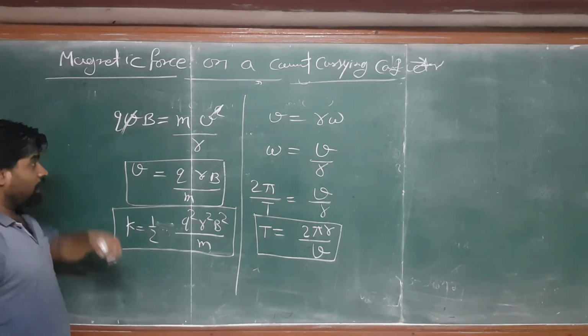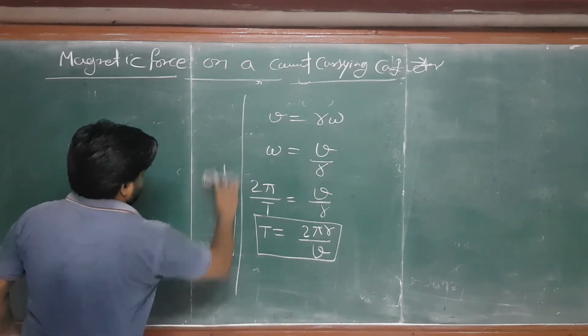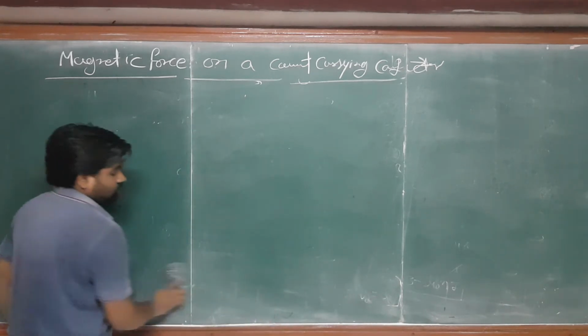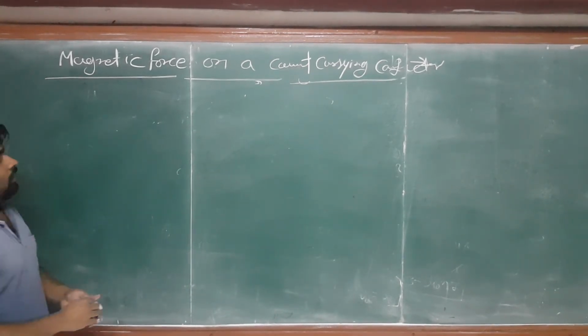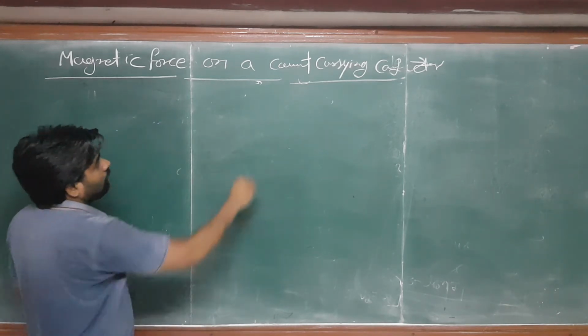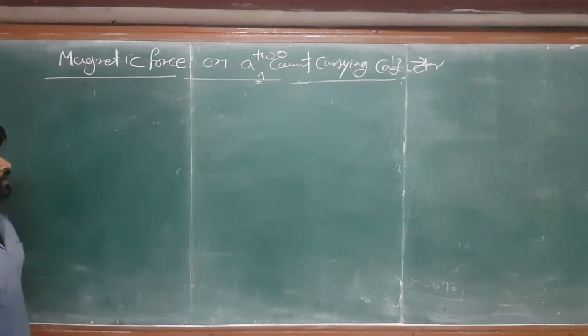Now, coming to the next point, which is the magnetic force on two current carrying conductors. So this is our next point.